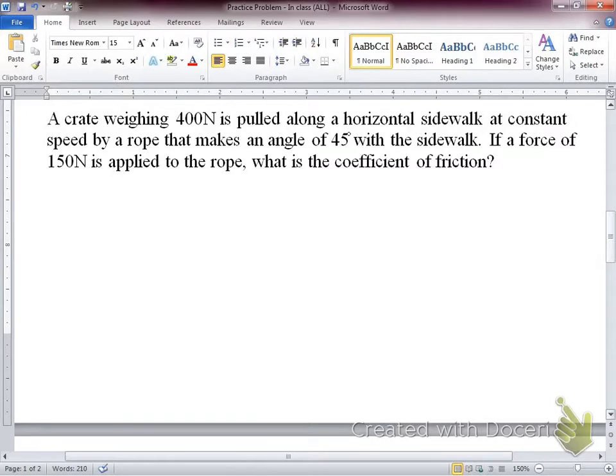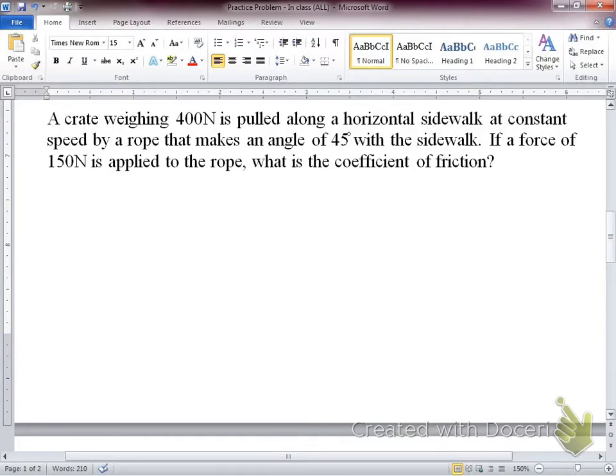So is this object on an incline, or is it being pulled at an angle? No, it's not on an incline. This says it's being pulled on a horizontal sidewalk with a rope that makes an angle. So what happens here is that we're dragging our object. I'm pulling on it with some rope at 45 degrees. It's not on an incline. So this is two different types of problems. This is being pulled at an angle.